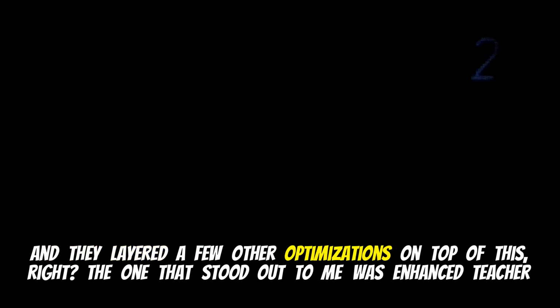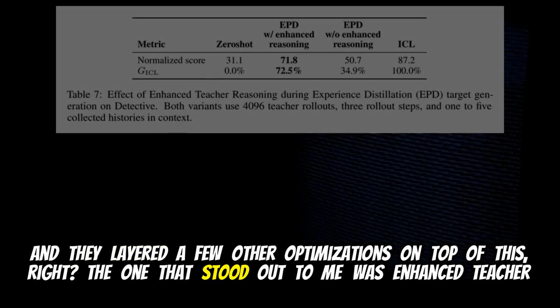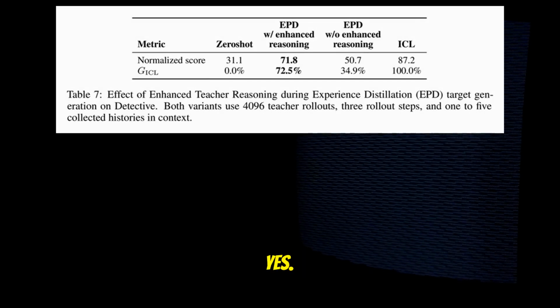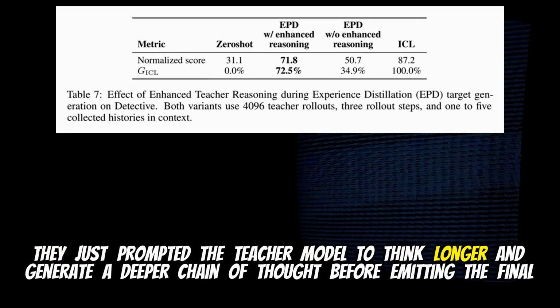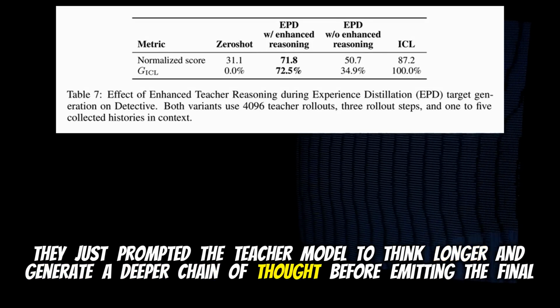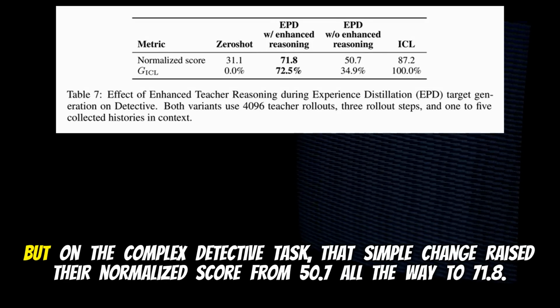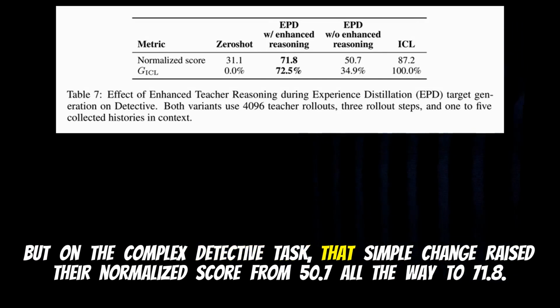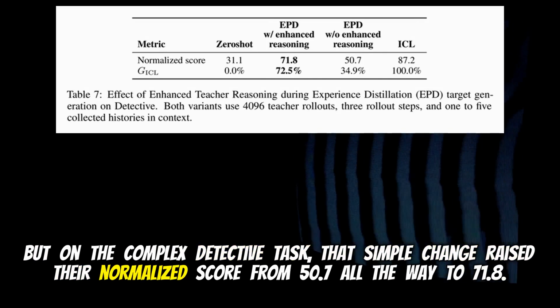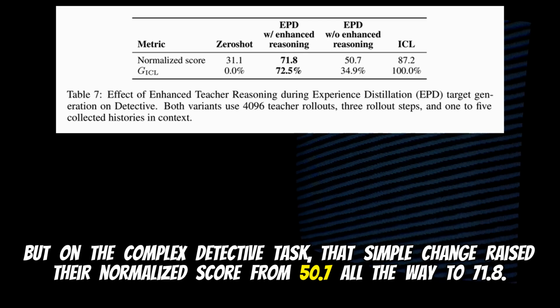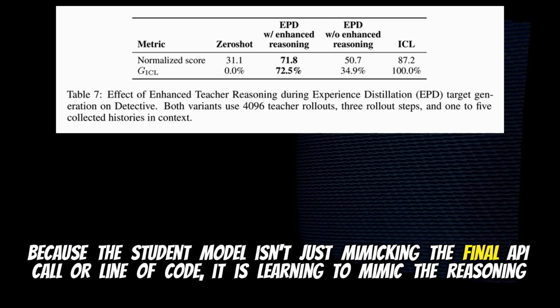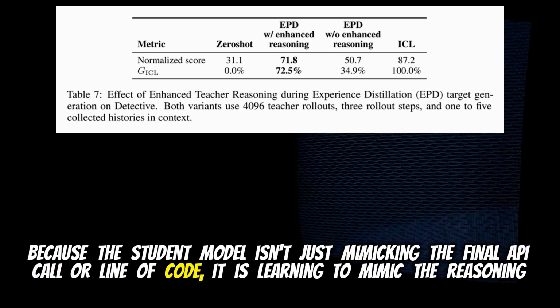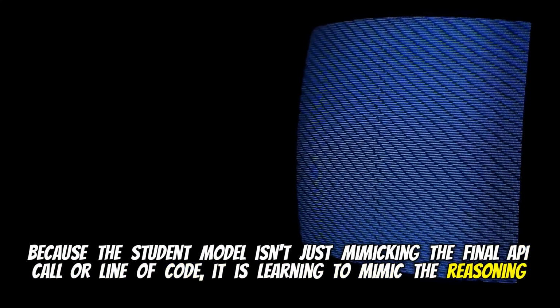That's a huge win. And they layered a few other optimizations on top of this, right? The one that stood out to me was enhanced teacher reasoning. Yes. It sounds deceptively simple. They just prompted the teacher model to think longer and generate a deeper chain of thought before emitting the final action. But on the complex detective task, that simple change raised their normalized score from 50.7 all the way to 71.8. Because the student model isn't just mimicking the final API call or line of code, it is learning to mimic the reasoning trace itself.